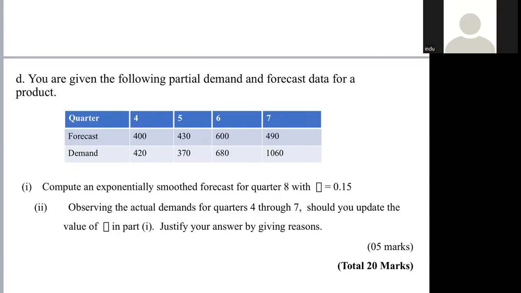Here I put the notation, alpha equal 0.15, right? So now you already know how to compute the forecasted value when using this exponential smoothing method, right? Exponential smoothing method.